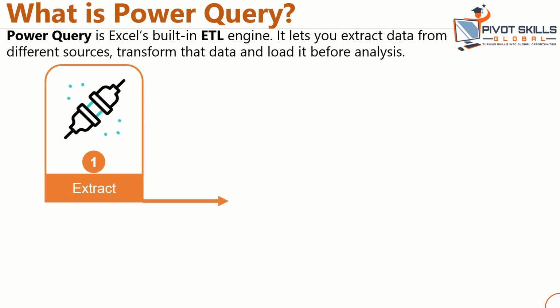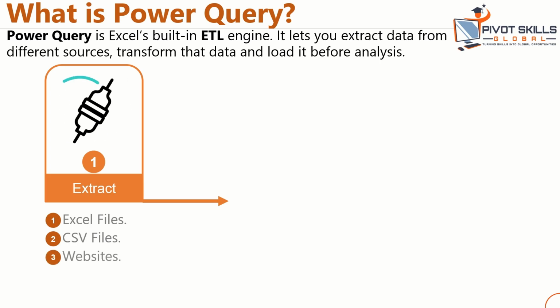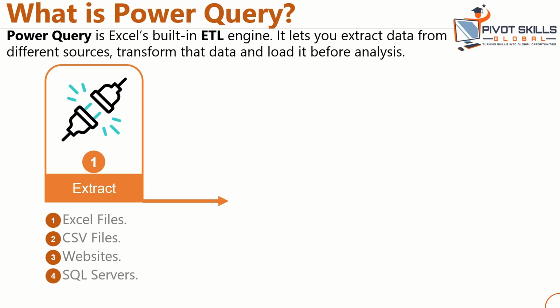The E stands for extract. This simply means that Power Query can extract data from different sources of raw data, and some of these sources could be either Excel files, it could be CSVs or text files, it could be websites or web pages, it could be databases like SQL servers, or even PDF files, and so many other sources. In fact, the list is endless. You can literally connect Power Query to almost any type of source of raw data that you know.